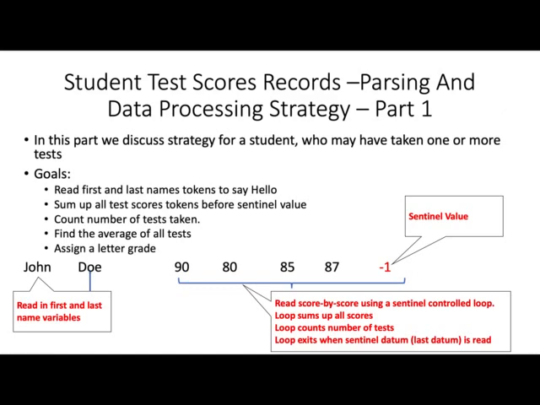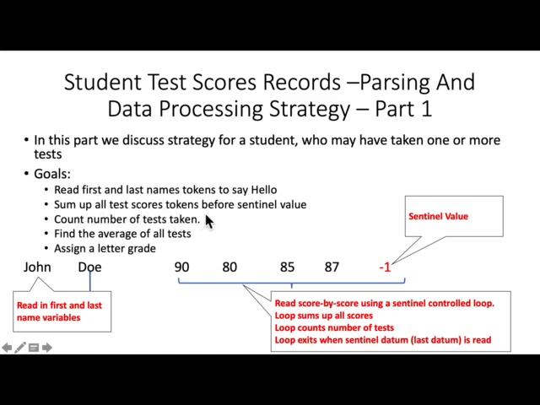Let's parse. Parsing means you are reading token by token, and then you're doing something with those tokens. So this is part 1 where we're showing you how to read and parse one type of record. In this part, we discuss a strategy for a student who may have taken 1 or more tests. Here are our goals. Read the first and last name tokens to say hello. So John Doe, we're going to read these, store them into variables, and then say hello. You can think of the variables to be first and last, string type.